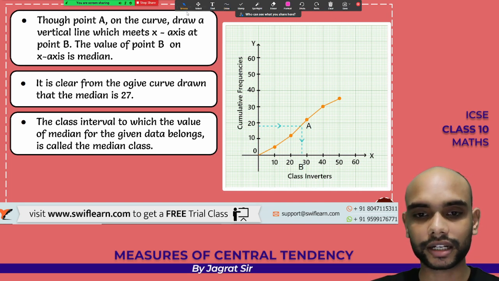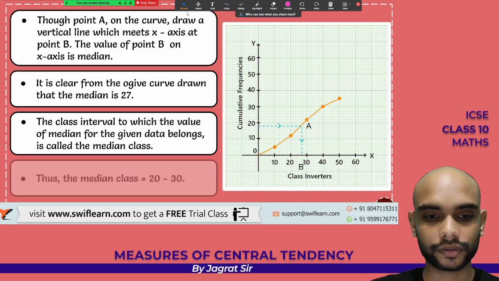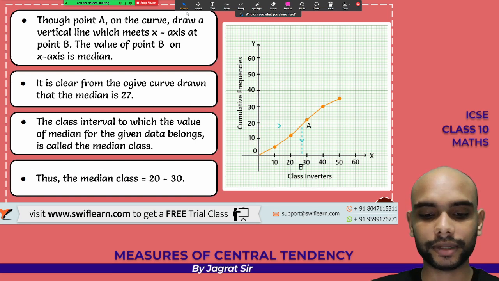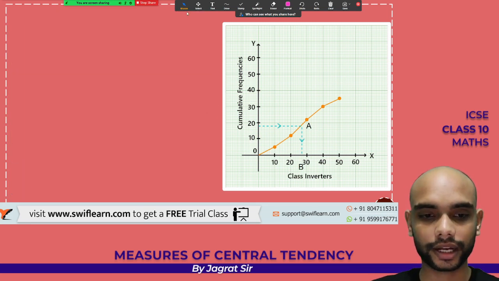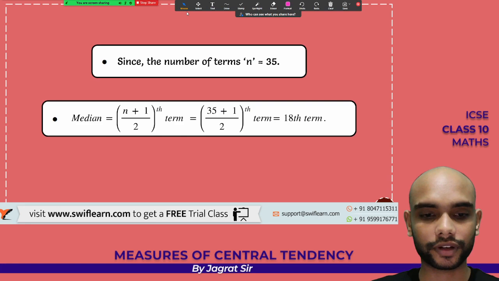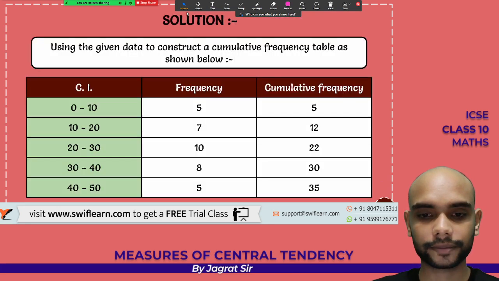For this question beta, the formula will also work. Okay, don't worry about that. You are having the median class as 20 and 30. Okay, how 20 and 30? Because it is falling between 20 and 30 only. Let's see here. 18 was coming for you, right? 18 falls between 20 and 30.